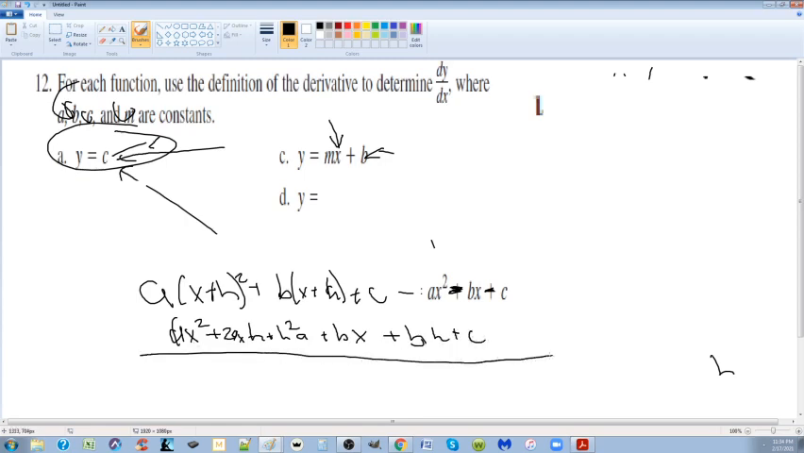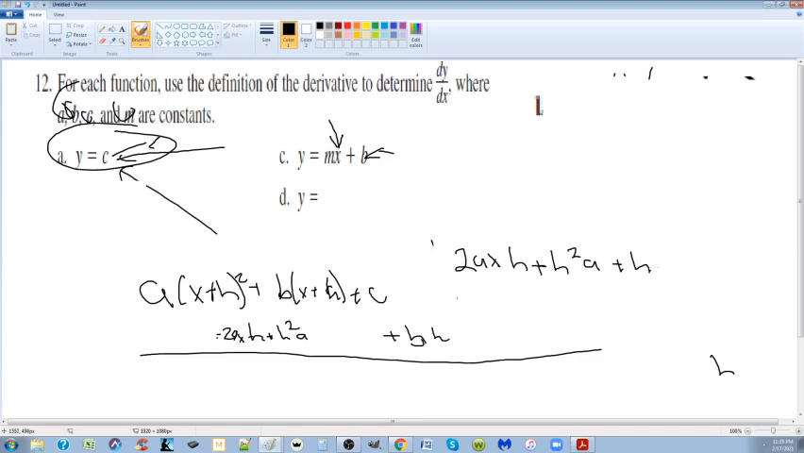And you're going to discover this cancels out with that. So might as well get rid of it here. The bx here cancels out with that. And the minus c cancels out with this c. So I'm left with 2axh plus h squared a plus bh.